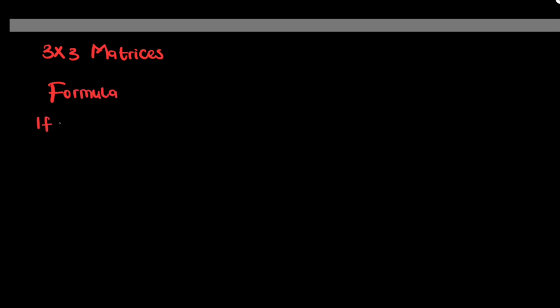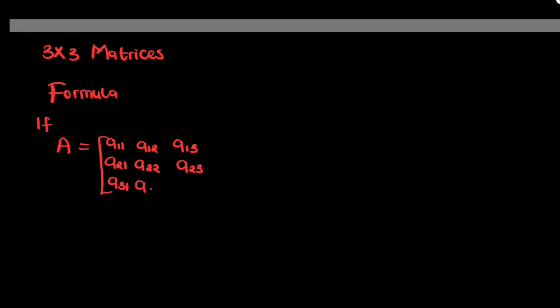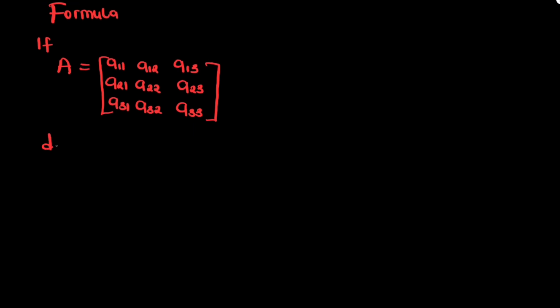Let's say A is equal to A11, so this one is just the position of that element, A12, A13, A21, A22, A23, we have A31, A32, and A33.